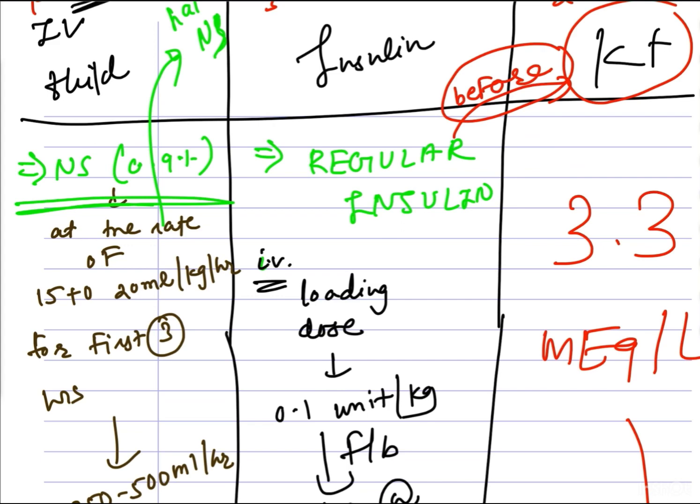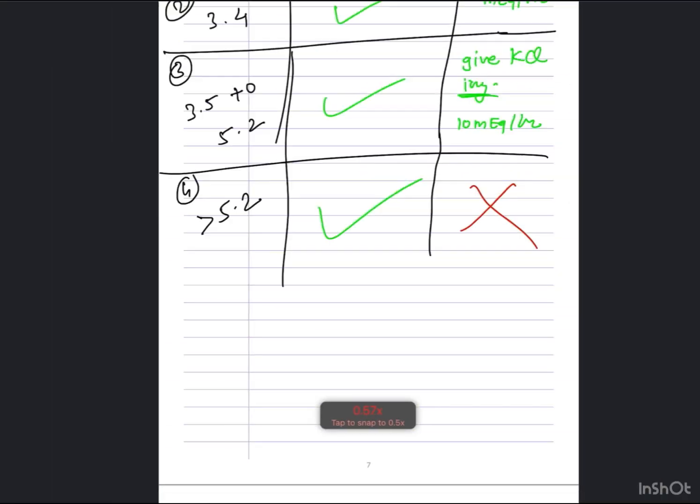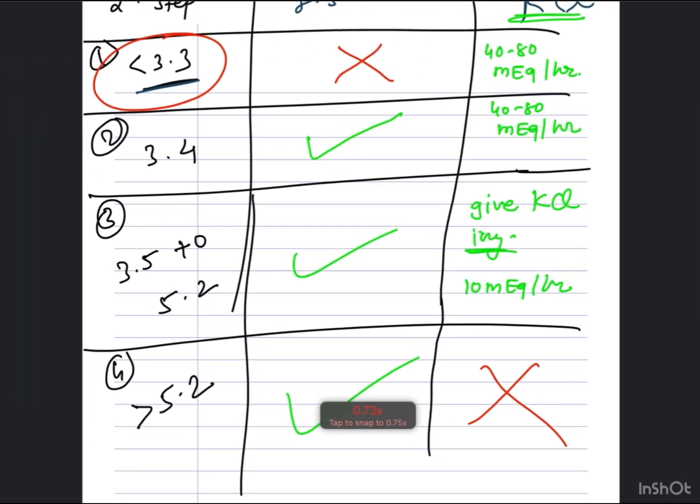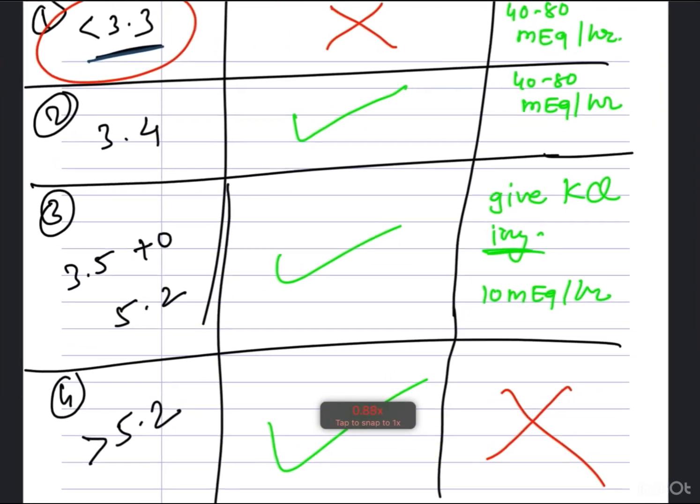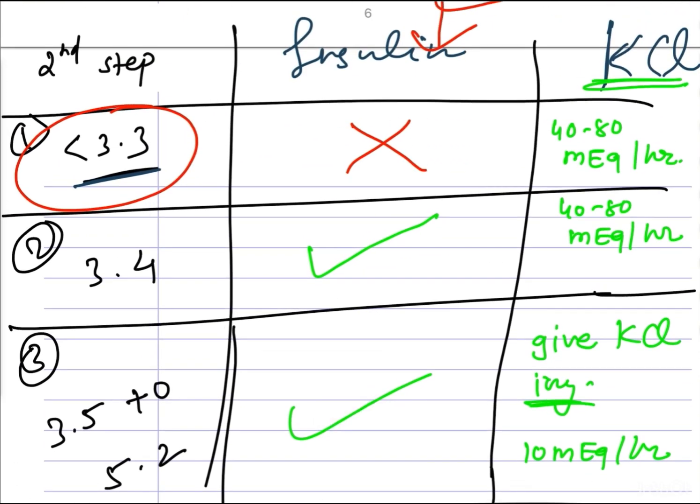And the second cutoff is 3.3. If the potassium level is below 3.3, we will never start insulin. We will never ever start insulin. Okay, so this is the treatment guideline of diabetic ketoacidosis.